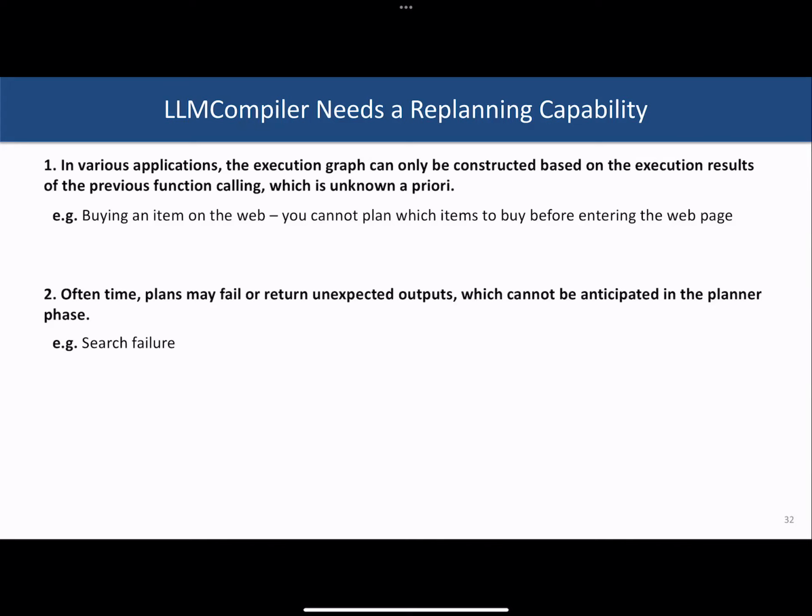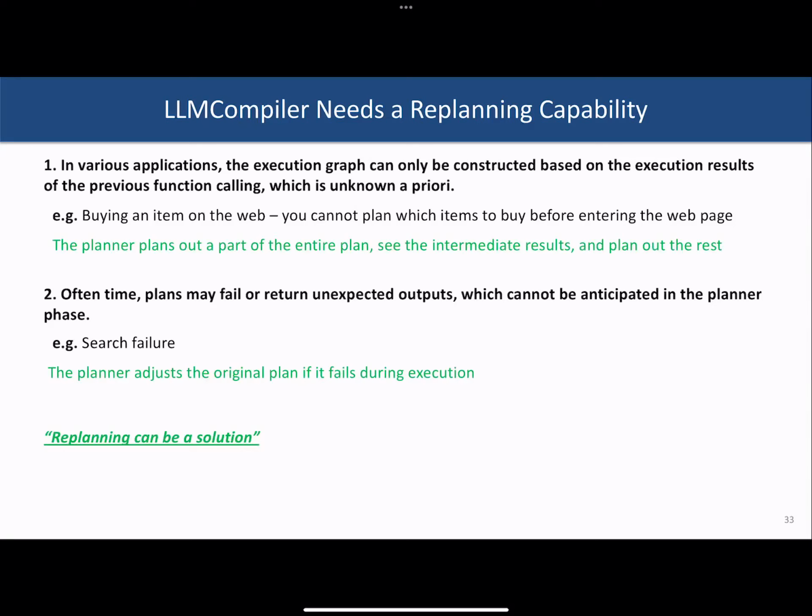One case would be search failure. Your search engine may return unexpected results, or your search may fail because of temporary issues like internet disconnections. In this case, your plan needs to be changed. That's how replanning should be incorporated into the framework, so that your planner can plan out only part of the entire plan, see the intermediate results, and then plan out the rest. Or your planner has to adjust the original plan based on how it fails during execution.